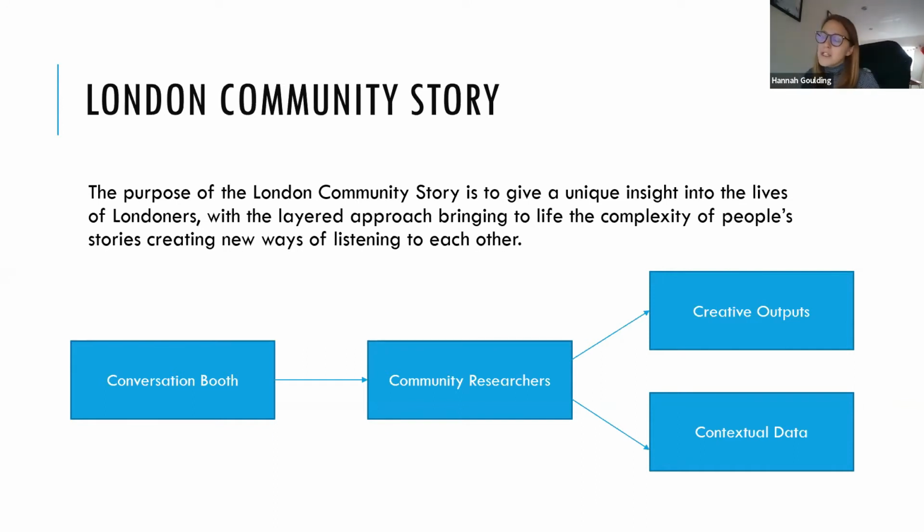So this was very much an organic process. In the London community story, we were guided by the stories that we were hearing from Londoners. We were not asking specific research questions. We started with this thing called the conversation booth, which was essentially a perspex box that looked a bit like a telephone box that we took around to different events across London, some that we hosted at City Hall, some that we hosted in local libraries, at universities, and people could go into this box and have a free-flowing conversation.